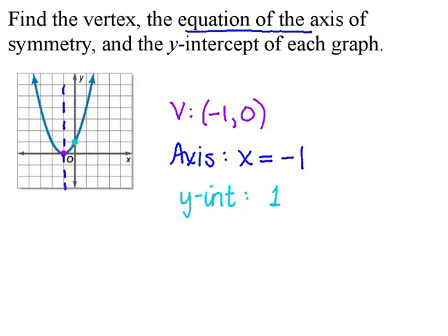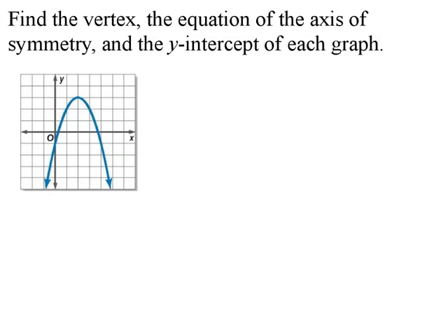Okay, let's look at the next slide. I want you to do this one for me. I want you to do the vertex, the equation, and the y-intercept based on what you see on the graph. The vertex, the equation, and the y-intercept. Now make sure you identify which one is which.